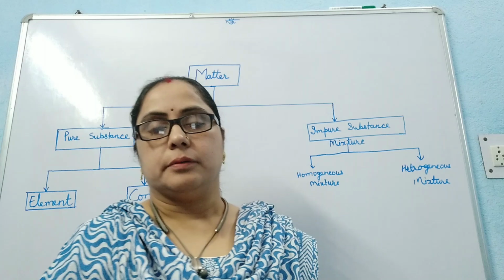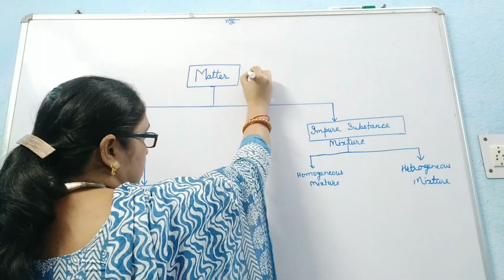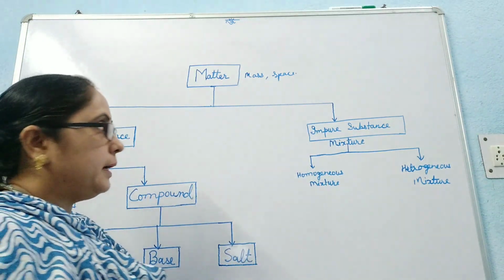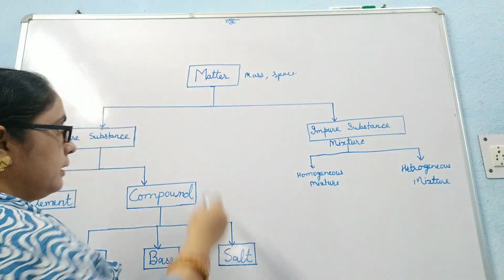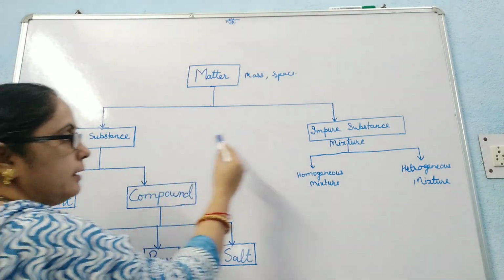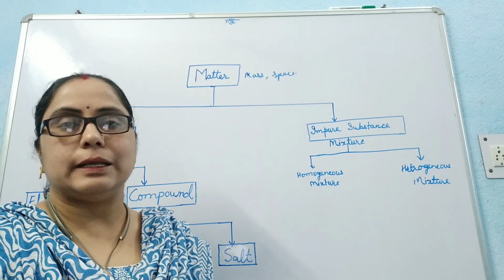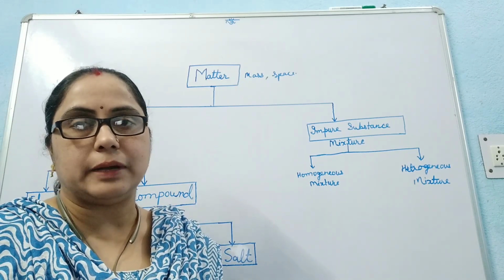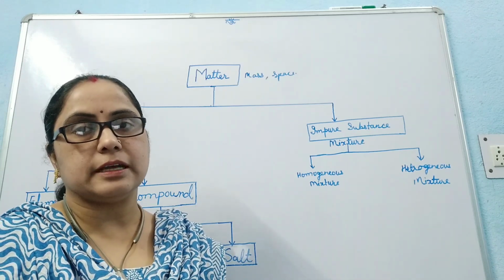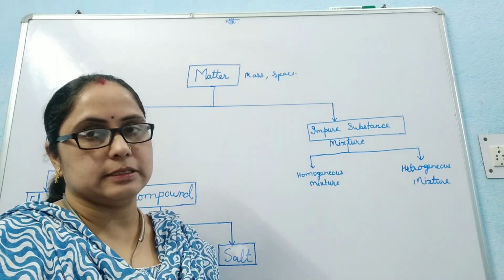As you know, matter is anything around us which has mass and occupies some space, that is called matter. Matter can be classified into two, that is pure substances and impure substances, because anything, chair, table, desk, bench, copies, books, they all are matter, so they are classified into two substances.